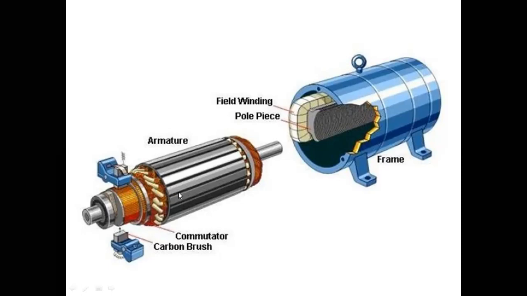When we are using the commutator, at that time we are putting the brushes. If you see the construction of DC machine, when it will rotate, the armature will rotate, that commutator will rotate, but here we are connecting these brushes directly to this commutator. So we can say these brushes rest on the same, these will not rotate, these will become stationary.